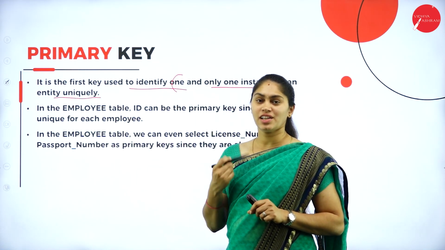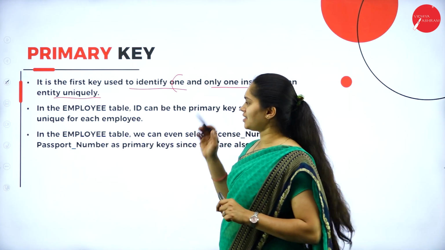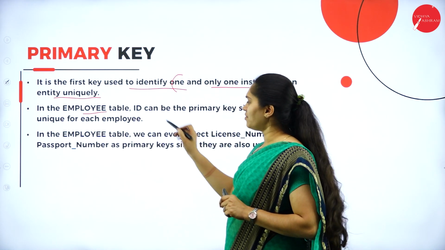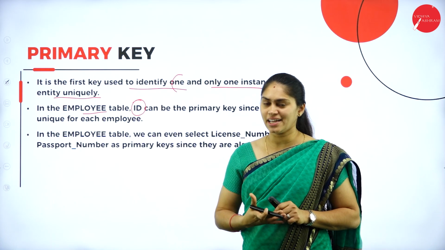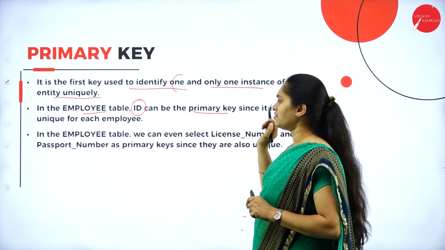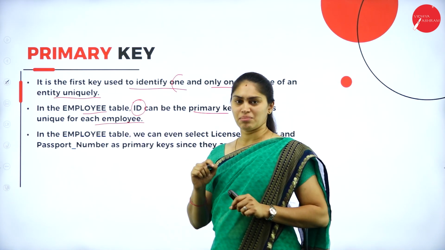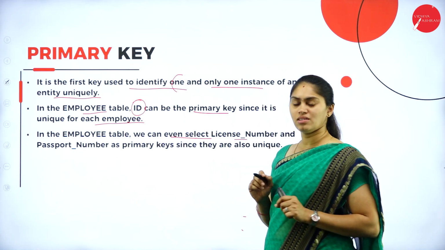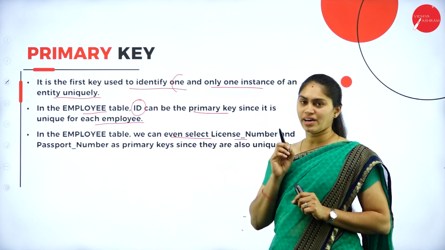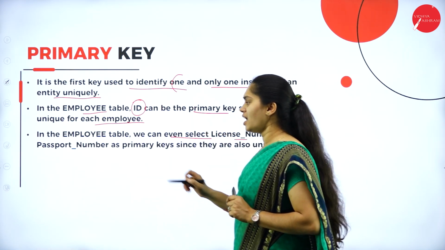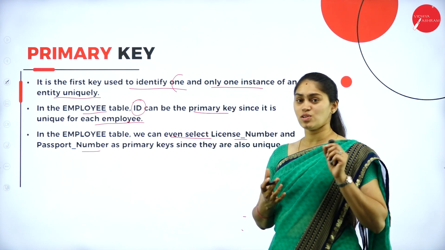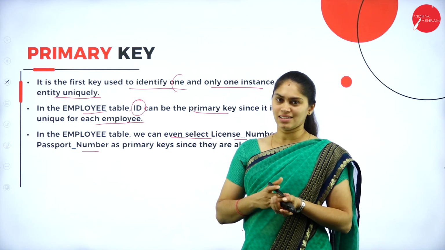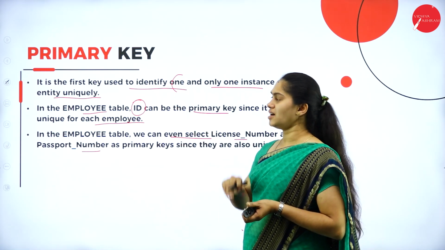Whenever you want to find the uniqueness of tuples in an entity, we use this primary key. So if you take the example of an employee table, there we have the employee ID. With the help of this employee ID, we can find the uniqueness of each employee in that employee table. Fine. We can even select license number. Why? Because license number is unique for each individual employee, and even passport number as a primary key. So the attribute which we can use to make it unique amongst all other entities, we can say that as a primary key.